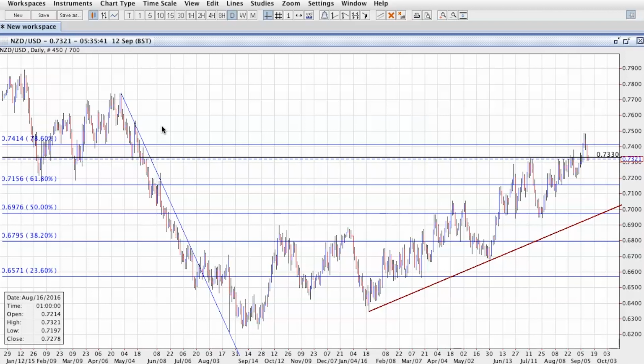Today I'll be looking at the New Zealand dollar against the US dollar. I'll be discussing its recent trading history, and I'll also be trying to identify the key technical levels to watch out for as we move into another important trading week.